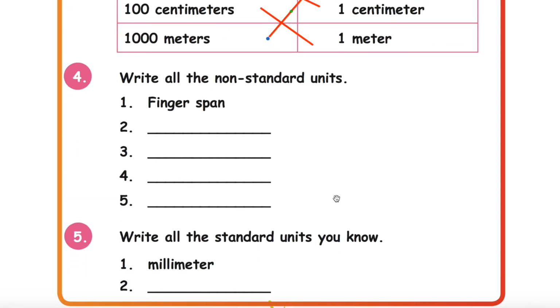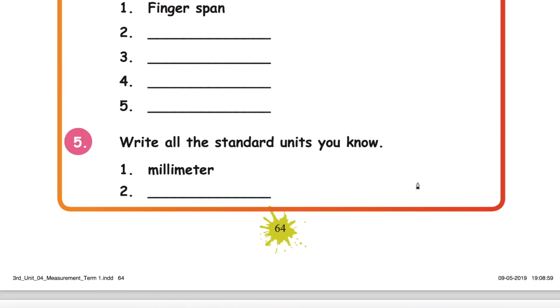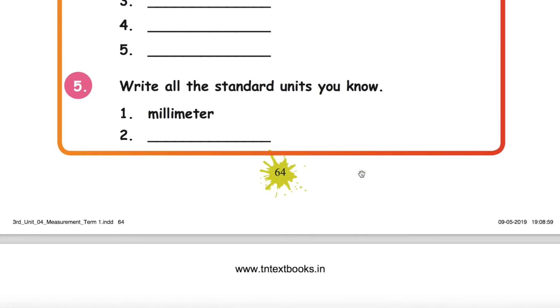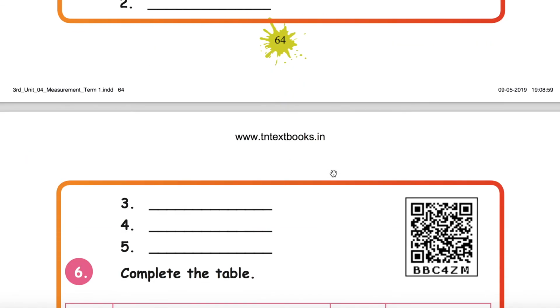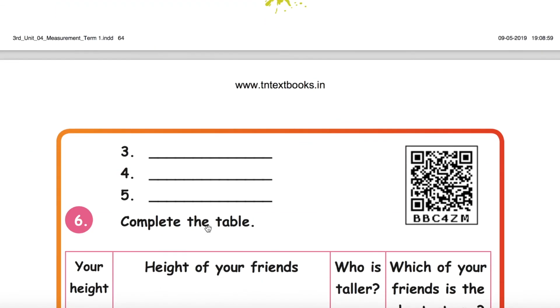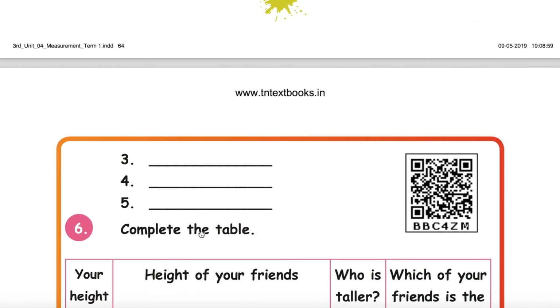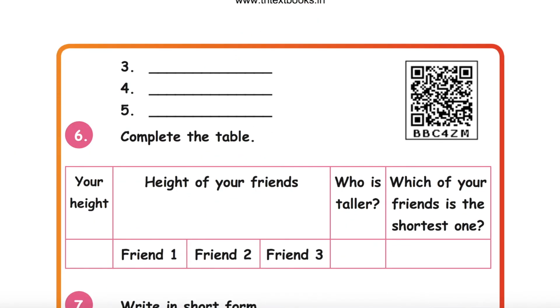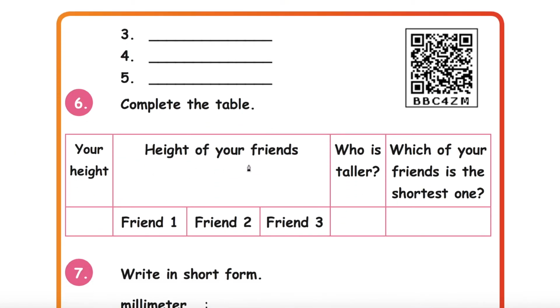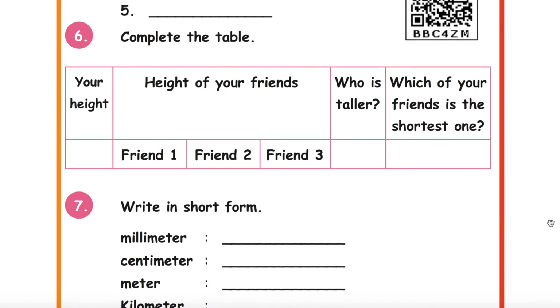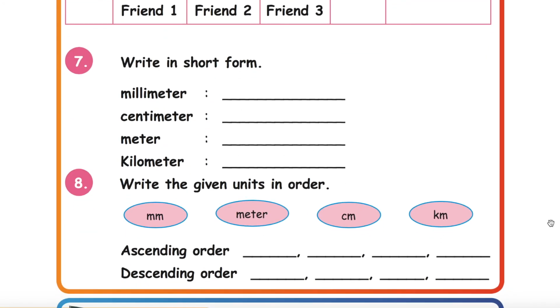Write all the non-standard units. Finger span we have seen, right? You can write. Write all the standard units here. You know, centimeter, meter, kilometer, millimeter is already there, right? Complete the table with the heights of your friends. Who is taller? Which of your friends is the shorter one? That you have to do on your own.